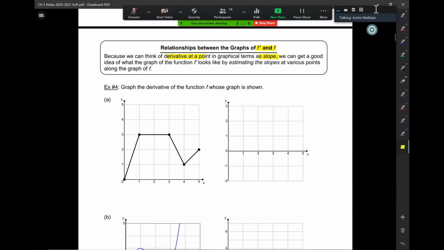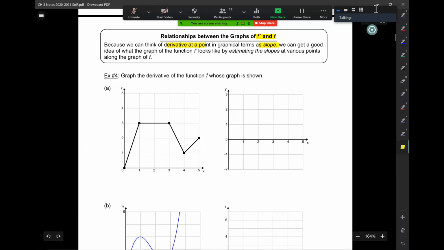Okay, so we just said the derivative can be thought of as slope. So when we have a function, we can do a pretty good job of estimating what the derivative will look like. Okay, so take a look here. It says to graph the derivative of the function whose graph is shown. So what we're going to do is graph the slope. On the left-hand side, I have a graph of a function y. And on the right-hand side, I'm going to graph y prime.